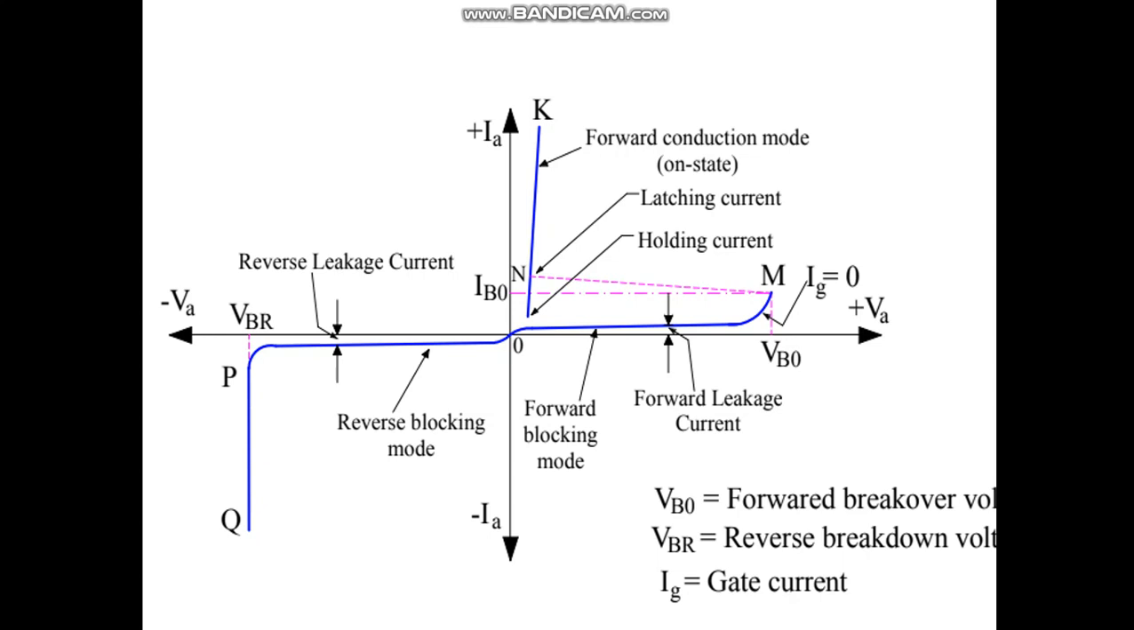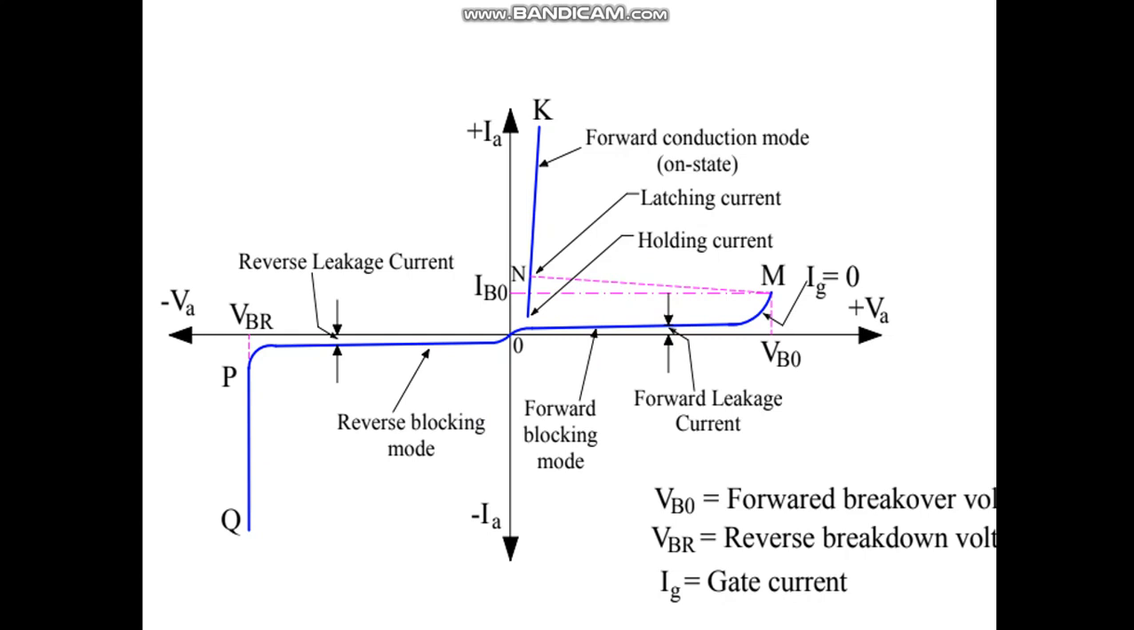In the last class, we already discussed the VI kinetics and two transistor analysis of an SCR. In this session, we will discuss the gate characteristics and ratings of SCR, and by applying a gate pulse, how the anode current and cathode current will change.